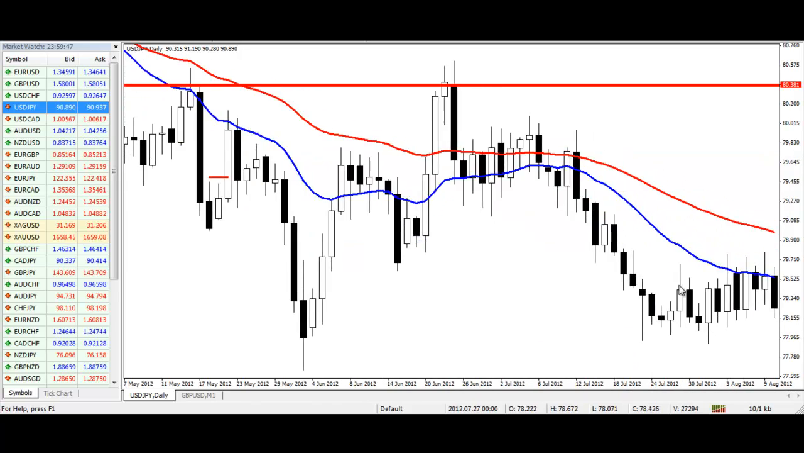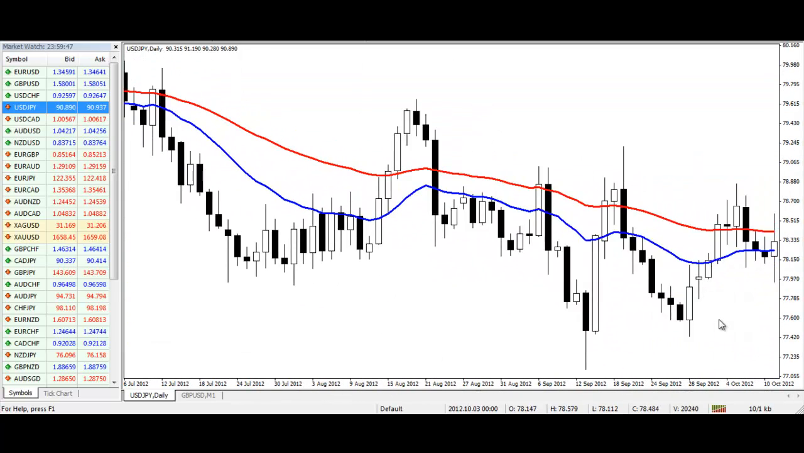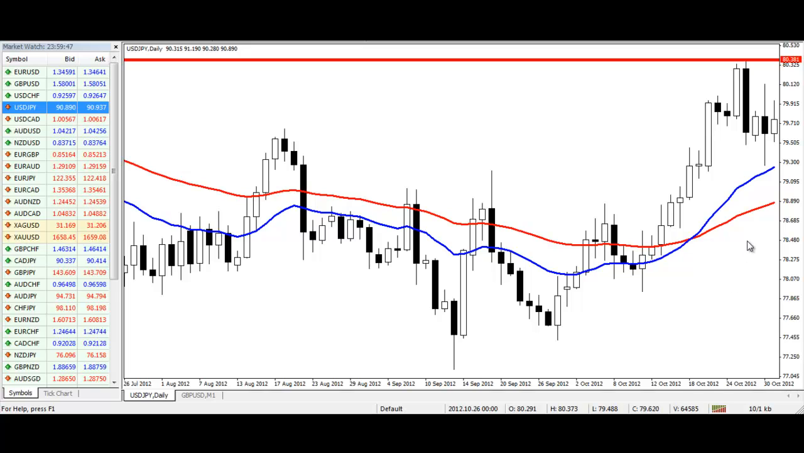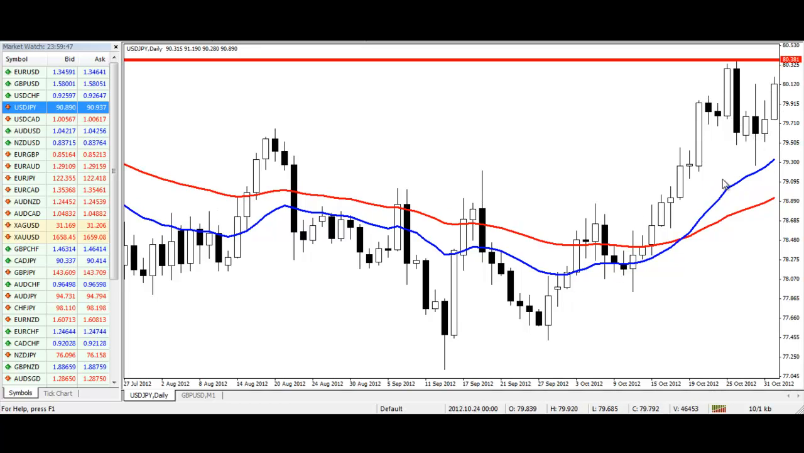Just go back to that. Now there's still no real buy signals here as yet. Price is starting to pull back to the averages. Buyer, seller, buyer, seller, buyer. It's still very unclear really.